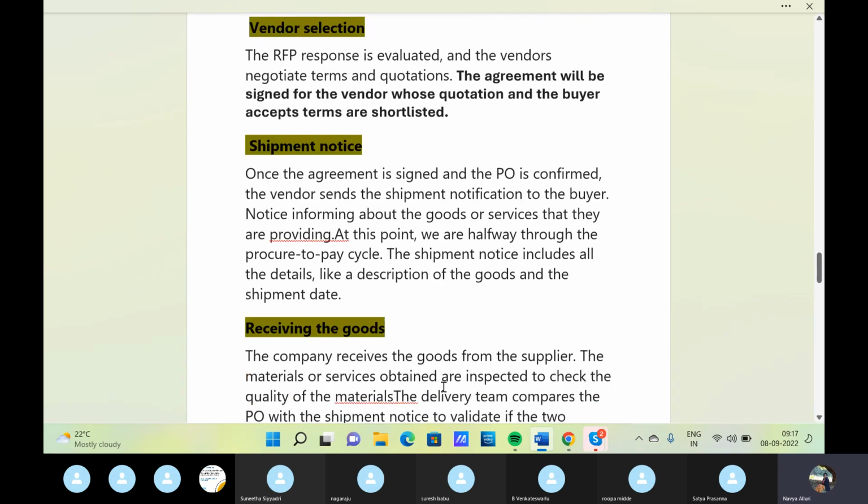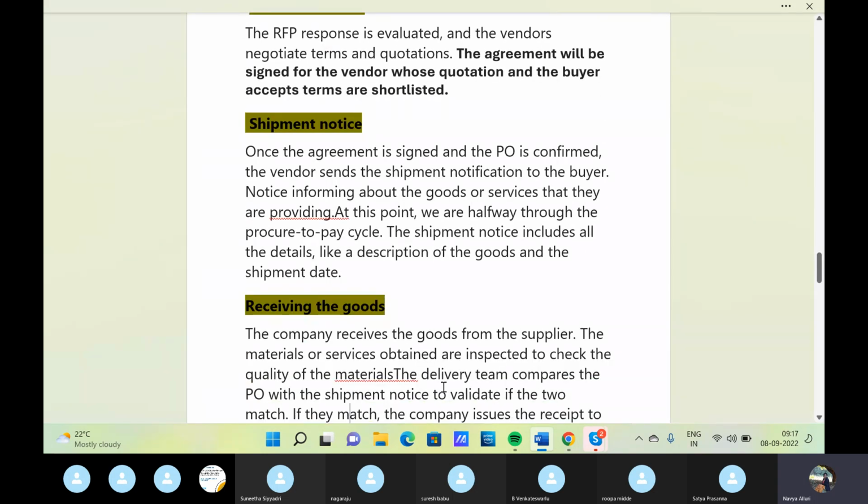And the shipment notice. In this shipment notice, after all those steps are completed, the shipment notice will be issued before delivering the product. In the P2P cycle, at that time the shipment notice will be issued and the seller will deliver the product. After that, a person from the company will check the material.